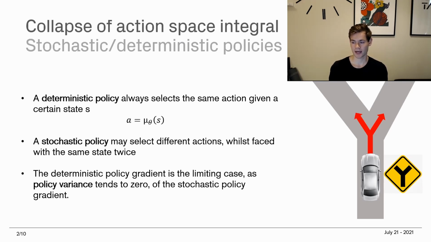In contrast to this, a stochastic policy may select different actions while faced with the same state twice. So here, for example, we might have a 40% chance of turning right and a 60% chance of turning left. So if we're faced with this scenario 1,000 times, 400 would be one way and 600 would be the other way. So in this way, it's not deterministic. So we can't say a priori which direction we will take in this juncture. The paper that we're going to be focusing on is called deterministic policy gradient algorithms. So we're going to be focusing on the deterministic policies for this paper.